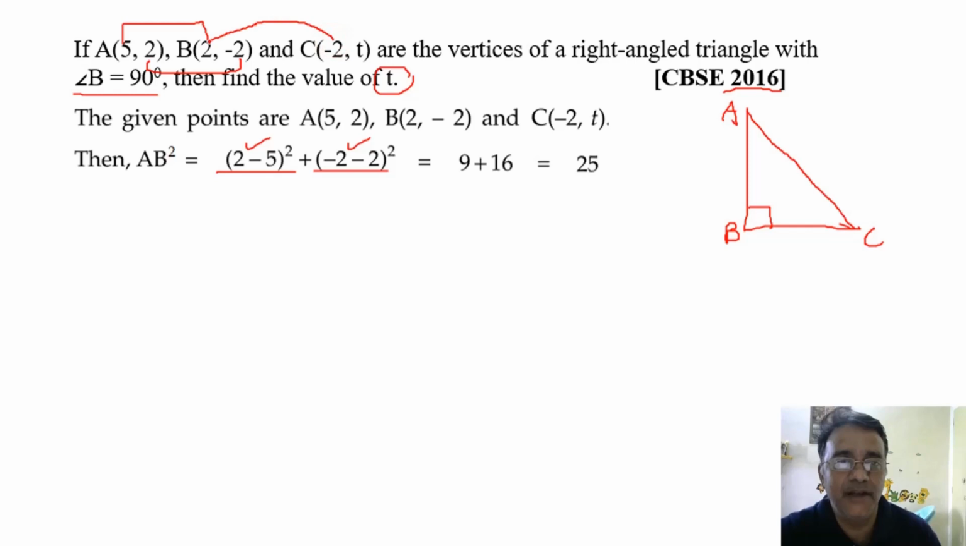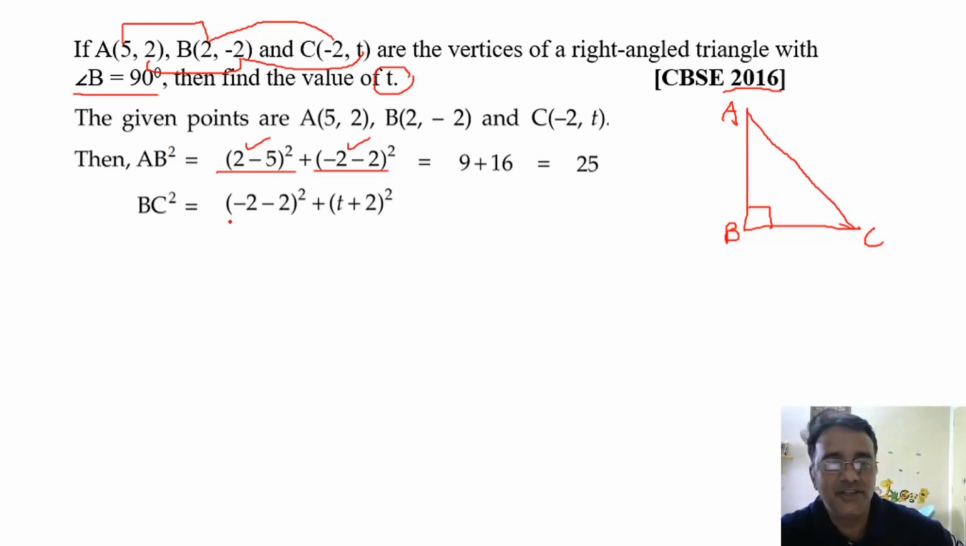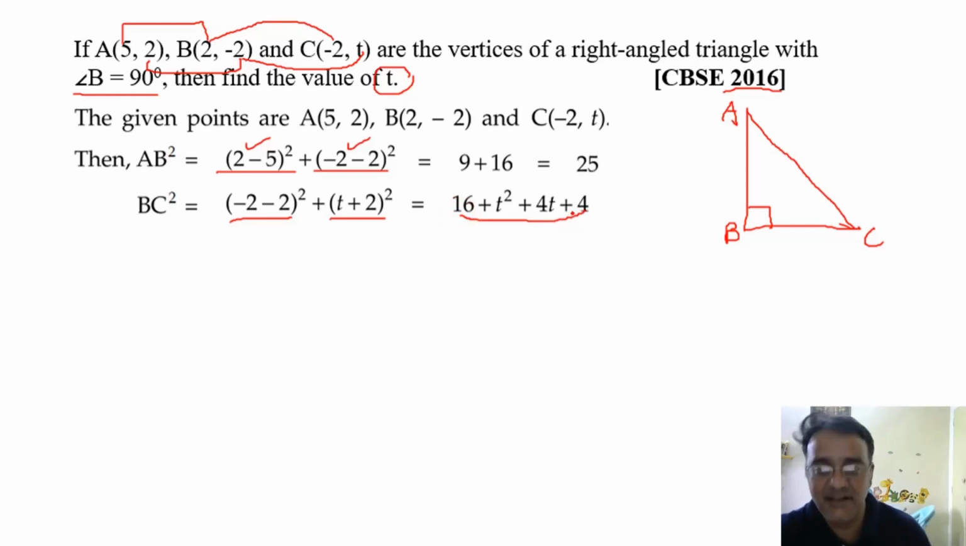Minus 2 whole square. t minus of minus 2 plus 2, t plus 2 whole square. So this will become 16 and this will become t square plus 4 plus 4t. Final: t square plus 4t plus 20.